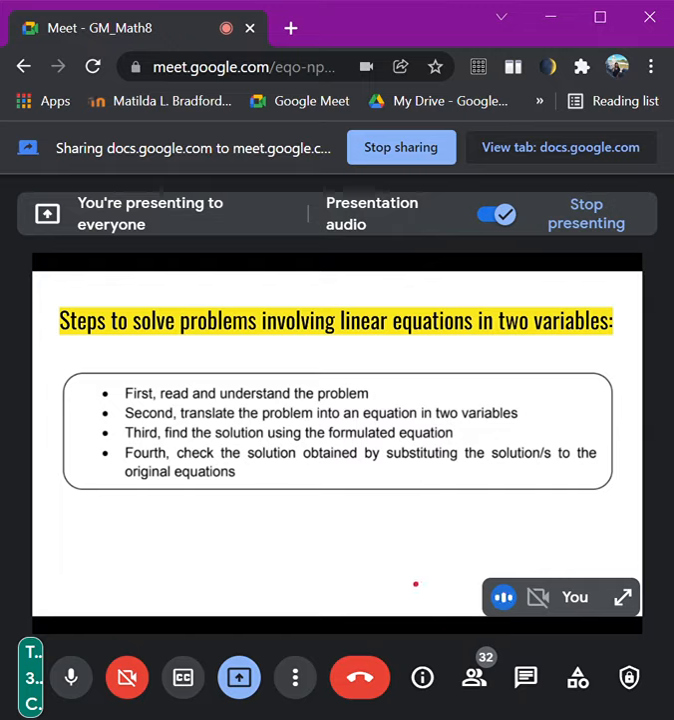So, we have here in our second step, we need to translate the problem into an equation in two variables. So, the same thing that we had a while ago, which is we translate our equations from verbal statements into a mathematical equation. Okay, that is what we are going to do for the next step.